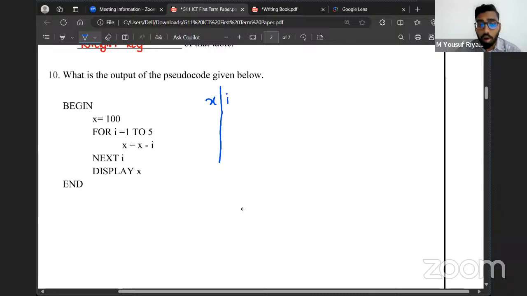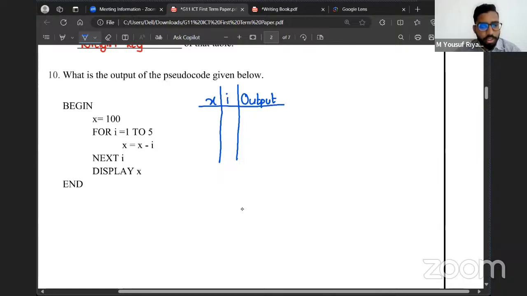First of all, for each variable you have, draw a unique column. Next, for each condition, draw a column. What conditions can you see here? There is no condition here, so you can ignore that. There is output here, so let's write the output directly. Display x is the output, so I'm going to write the output here.